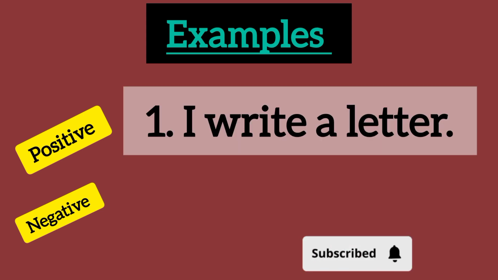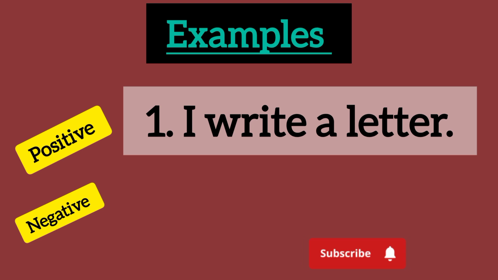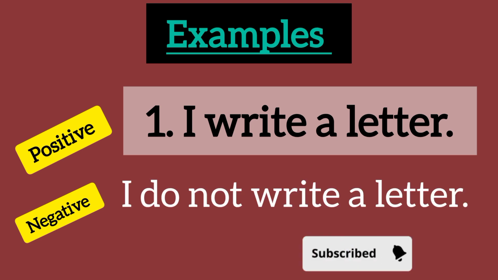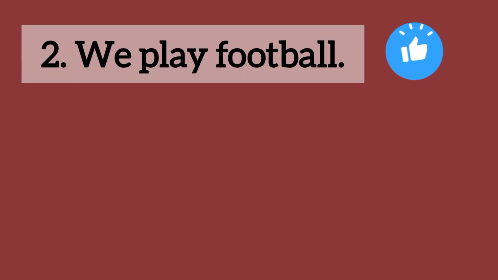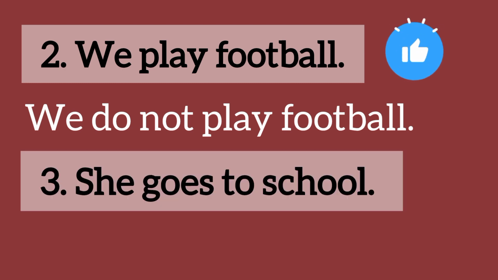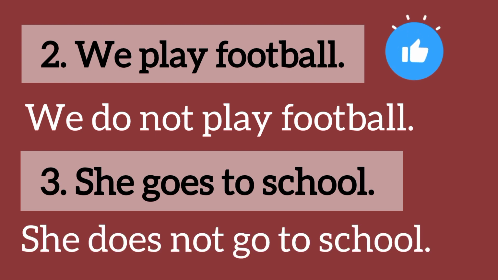Here is: I write a letter. I is a subject with which we use do. I do not write a letter. Number 2 is: we play football. We is a plural noun, so we use here do. We do not play football. Number 3: She goes to school. She is a singular noun, so we use here does. She does not go to school.